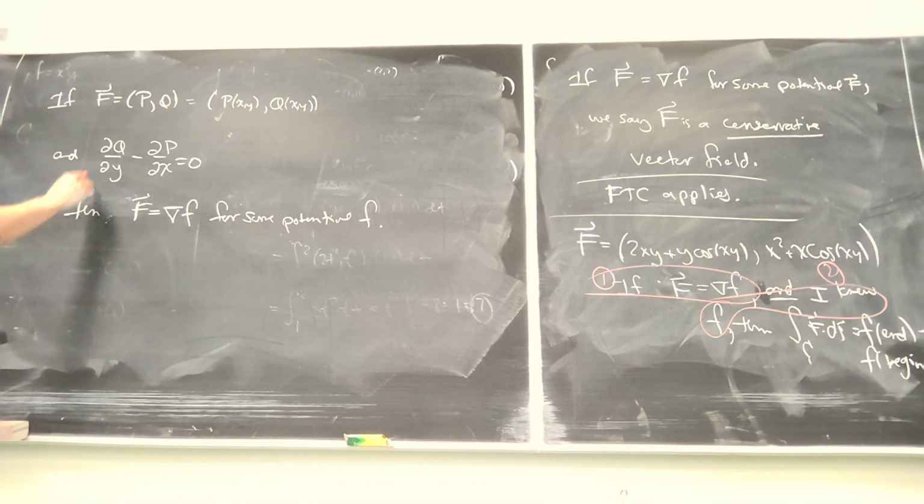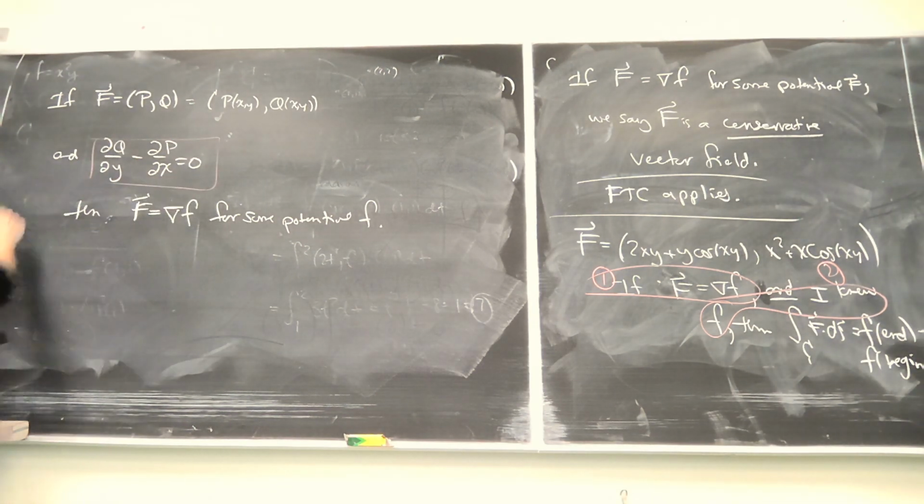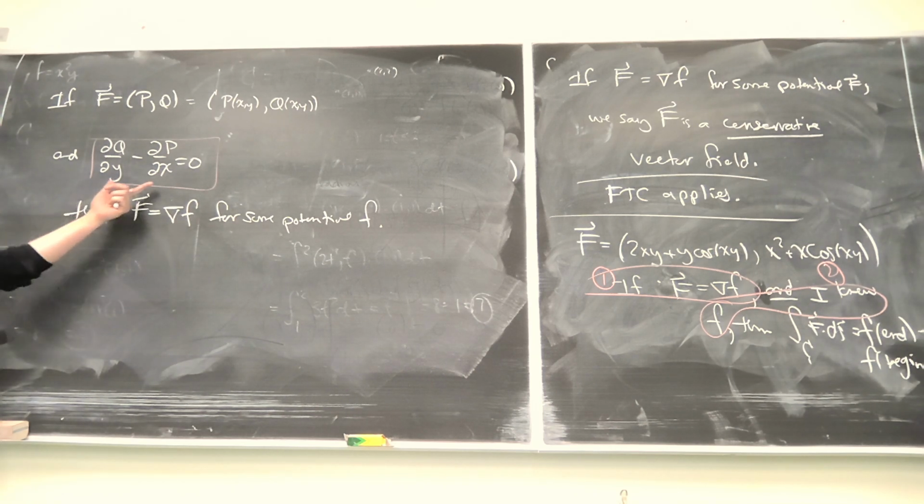So what on earth is that checking? Because that seems kind of random. It looks like it's checking that both P's antiderivative and Q's antiderivative should be equal. So it is, but this is a condition on derivatives, not antiderivatives, right? So I'm going to write down a diagram that's going to explain where this condition comes from.